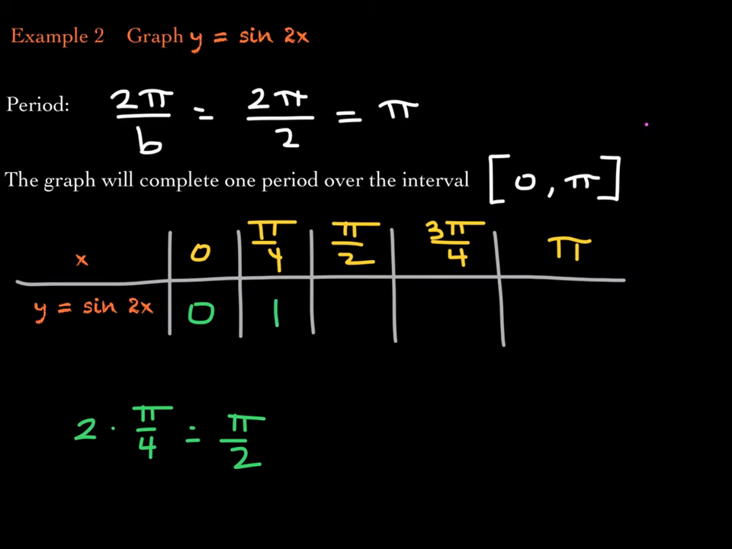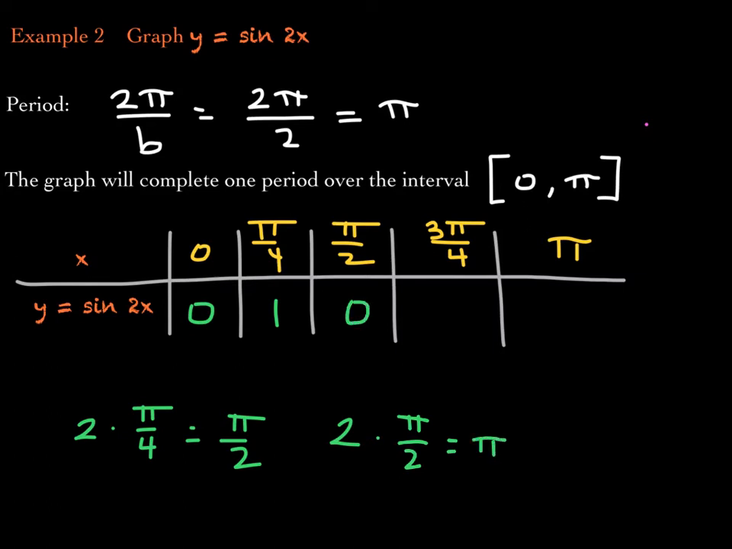Now next we're plugging in pi over 2. But never forget that you have to multiply your input by 2. So it'll be 2 times pi over 2. Oh, that's just pi. And sine of pi is 0.